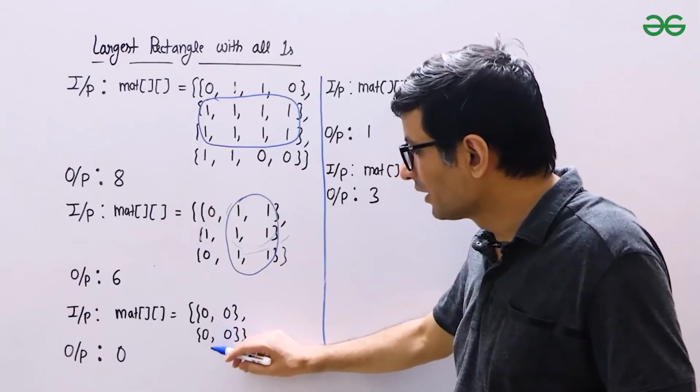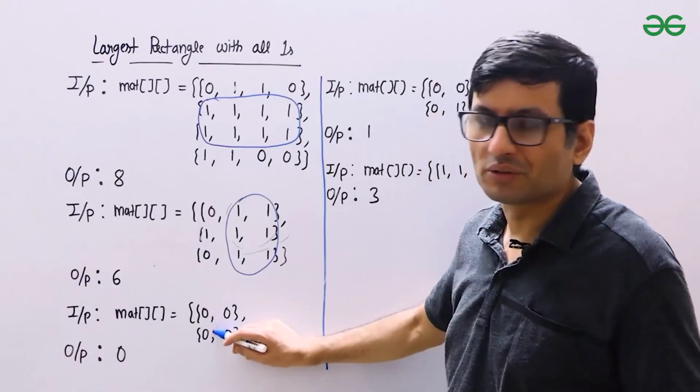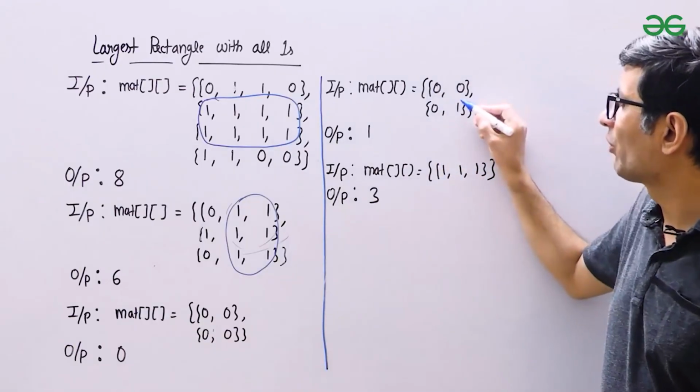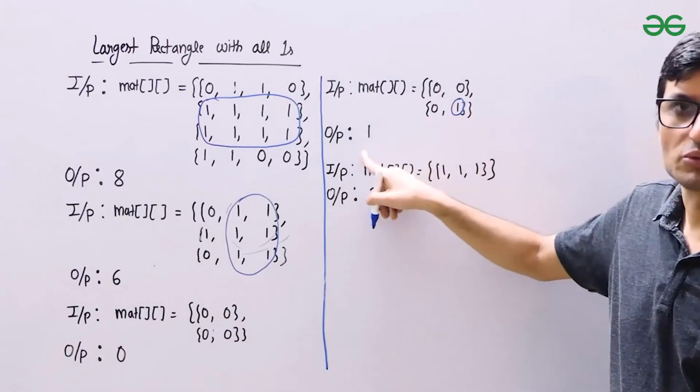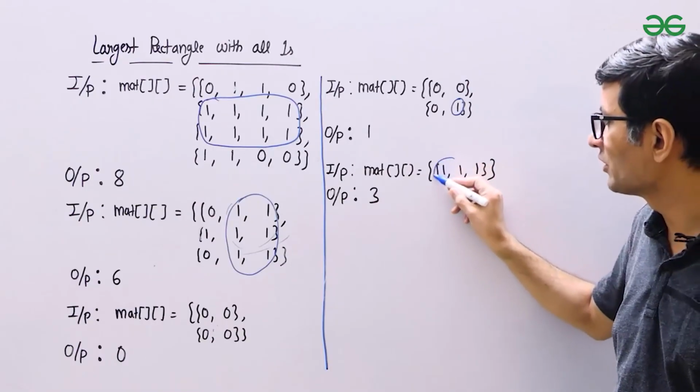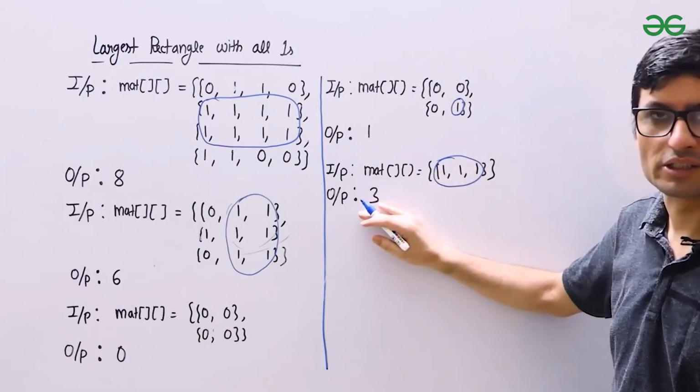Let's see this example. In this example, we have all zeros. So our output is 0. There is no 1 at all. In this example, we have only 1. So our output is 1. In this example, we have all ones, so our output is 3, all ones present in the matrix itself.